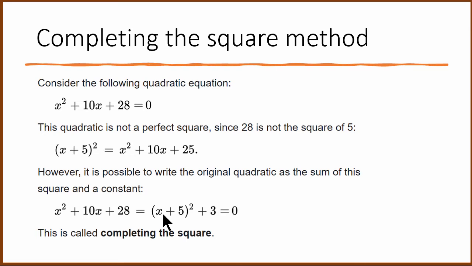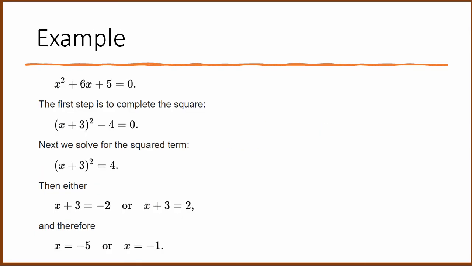This is the method that is actually used to derive the quadratic formula itself. Let's look at a proper problem and see how this is solved. So take this example: x squared plus 6x plus 5 equals 0. The first step is to complete the square.